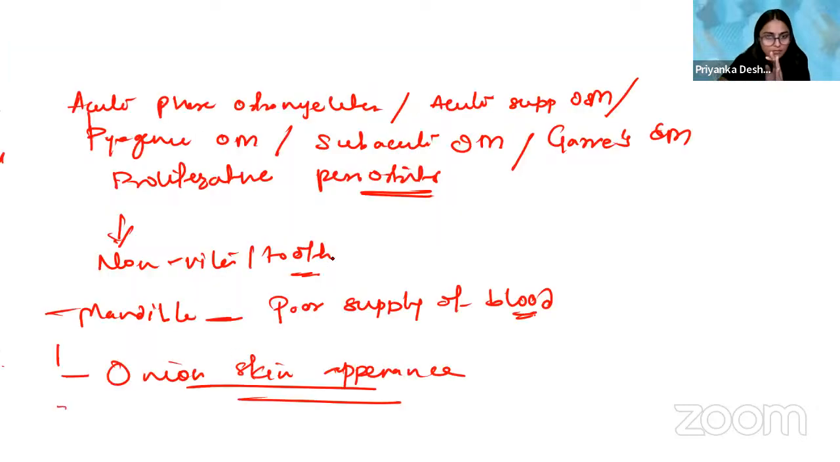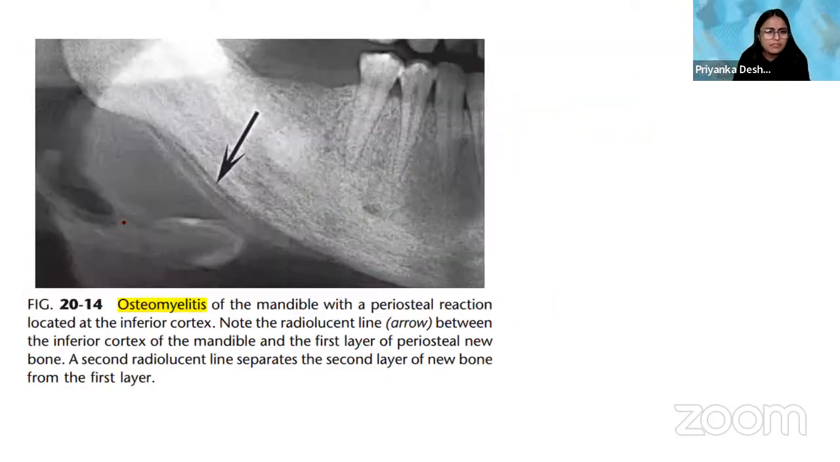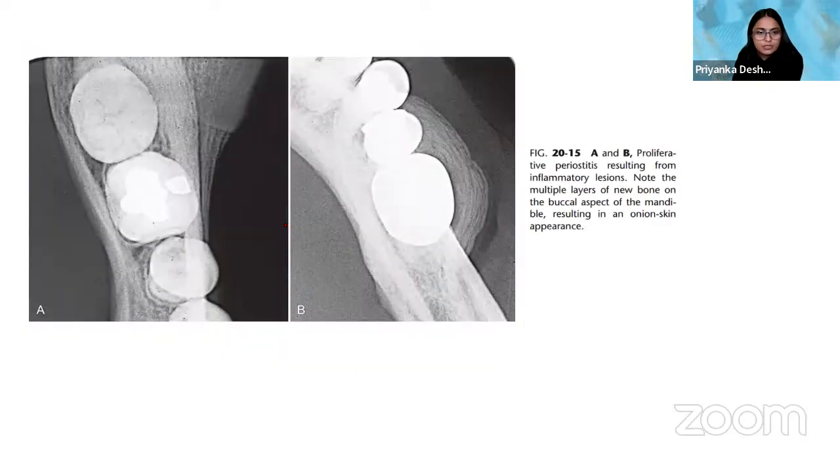And now I have put the radiograph for your better understanding. Okay, if you look at this, you have the inferior border of the mandible. And below that, there is one more outline, which is a new bone formation, which is due to this continuous new bone formation process. Okay. And this process continues and we get this appearance. And this appearance is called as onion skin appearance, which is a characteristic feature of Garre's osteomyelitis. All right.